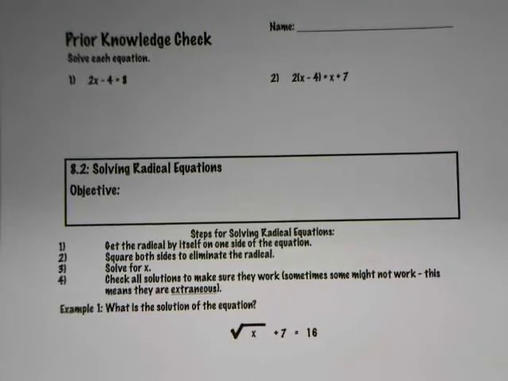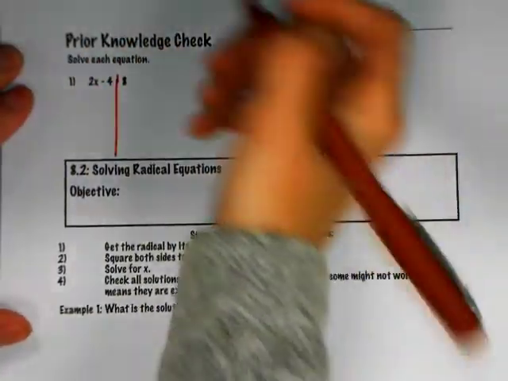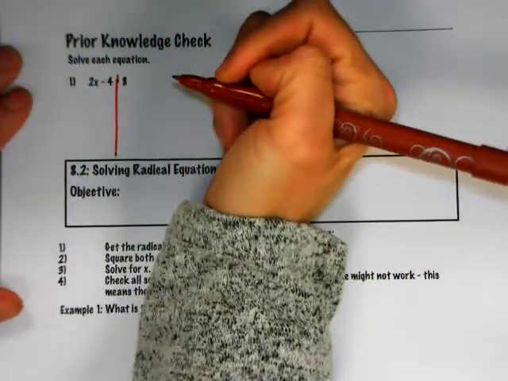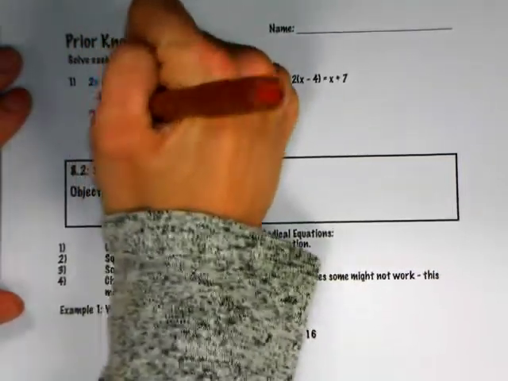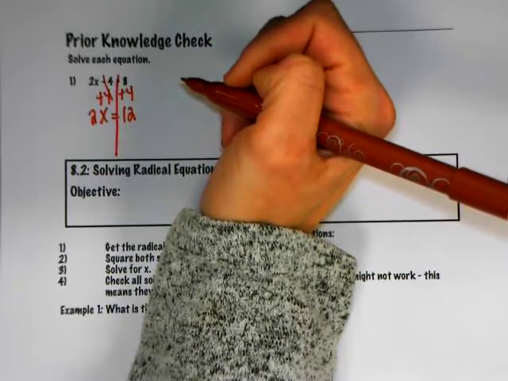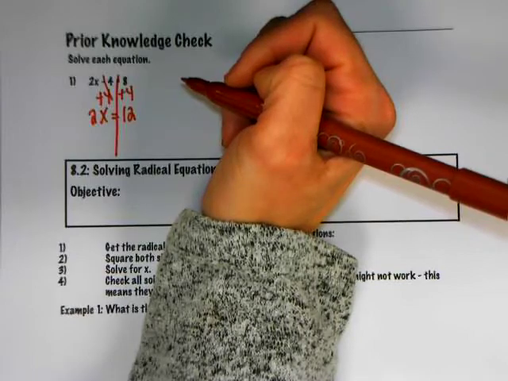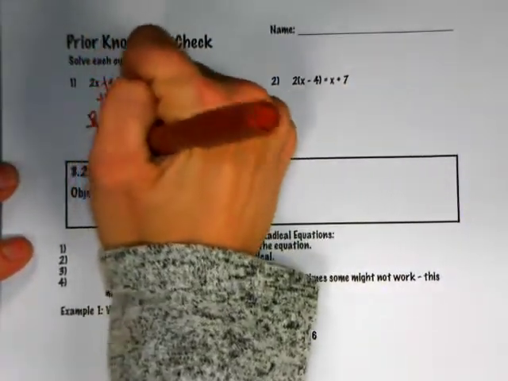For the first one, what would you do first to solve? Yep, add 4. You get 2x equals 12, and then what? How would you finish it? Divide by 2. So you get x equals what? 6. Yep.